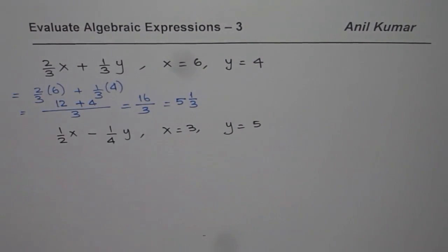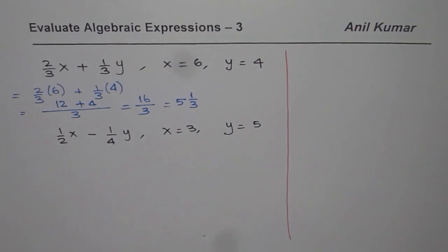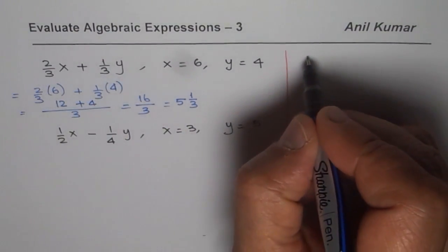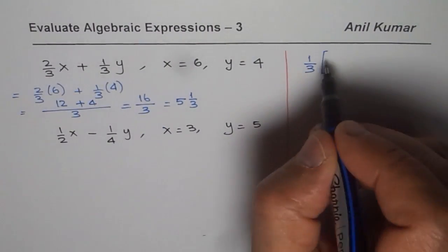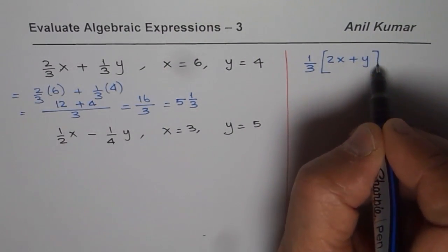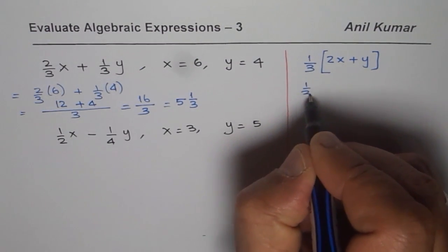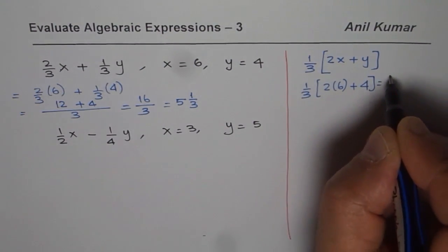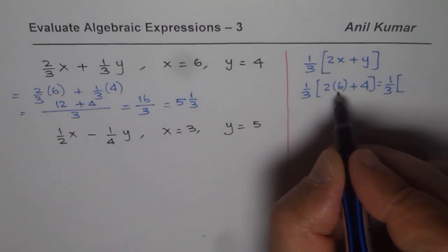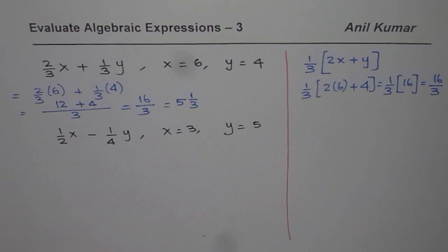An alternate way of doing such questions, let me write on the right side: we could take 1 over 3 common. So we have 1 over 3 as a common factor, and what we get here is 2x plus y. Now let us substitute 6 for x and 4 for y. So we get 1 over 3 times 2 times 6 plus 4. 2 times 6 is 12, 12 plus 4 is 16. So we get the same answer, 16 over 3. That's an alternate way of doing the same question.